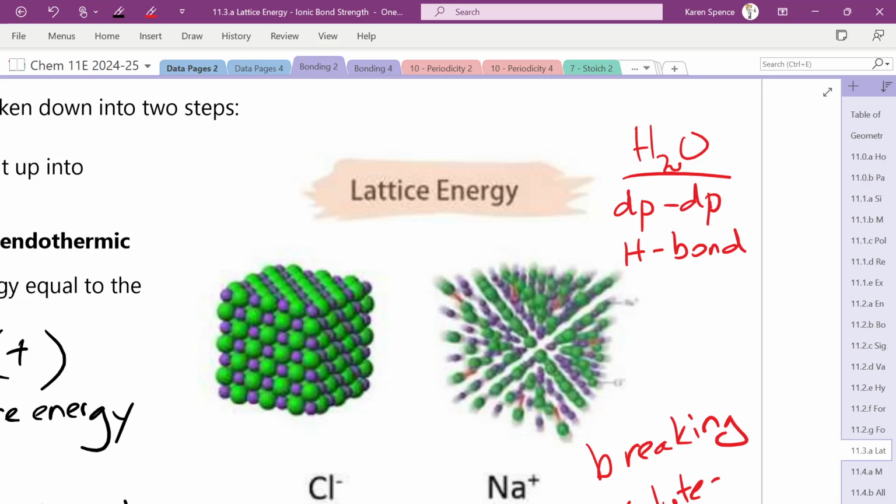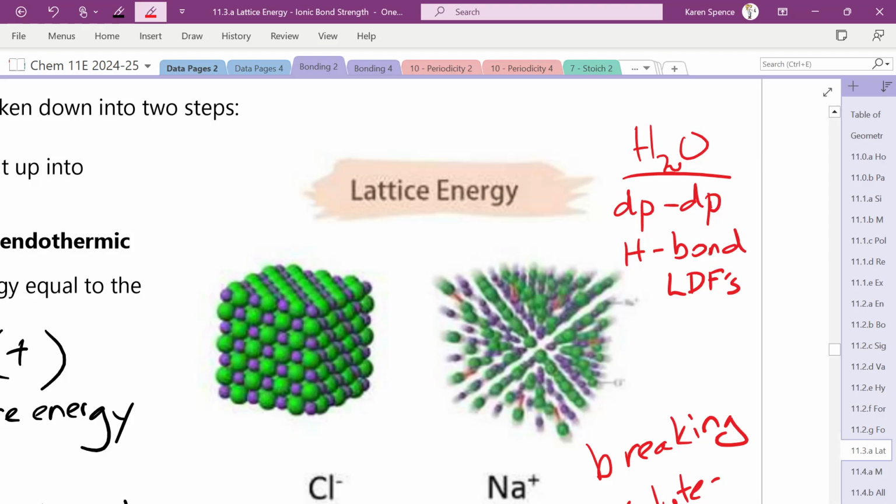Everybody, all molecules, all have LDFs. So if you're asked what the intermolecular forces present in water are, if you have hydrogen bonding, you also have dipole-dipole, and everything always has London dispersion forces. So if you have dipole-dipole, you will also have London dispersion. If you have hydrogen bonding, you'll have hydrogen bonding, dipole-dipole, and London dispersion forces.